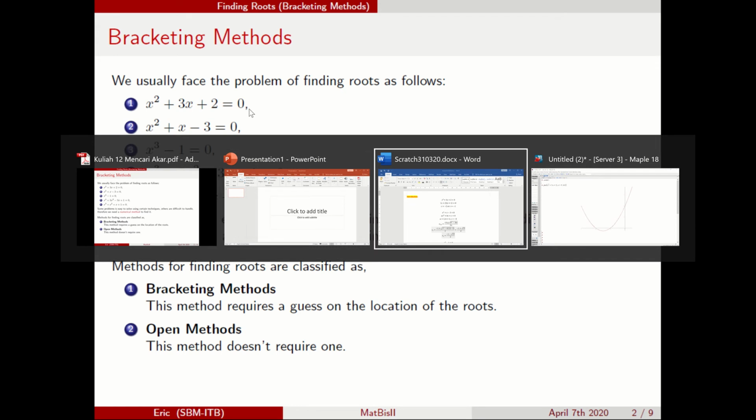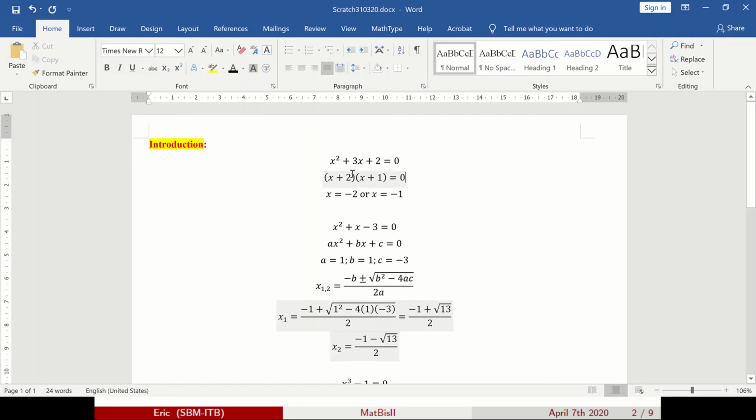From junior high, we have learned that if we have x squared plus 3x plus 2, we can factor this out. So I have (x plus 2) times (x plus 1) equals 0. So x should be minus 2 or minus 1. The roots of the equation are the x such that if you substitute that x into the original equation, it will give you 0. So minus 2 and minus 1 are the roots of the equation x squared plus 3x plus 2 equals 0.